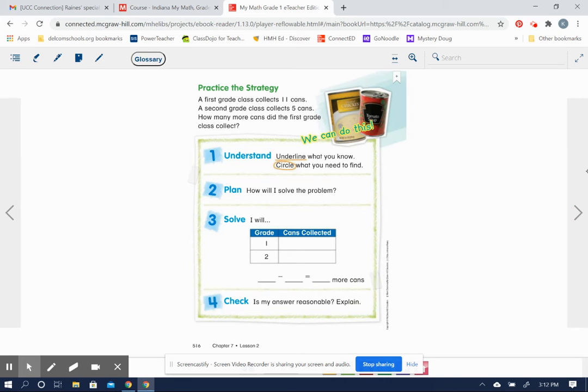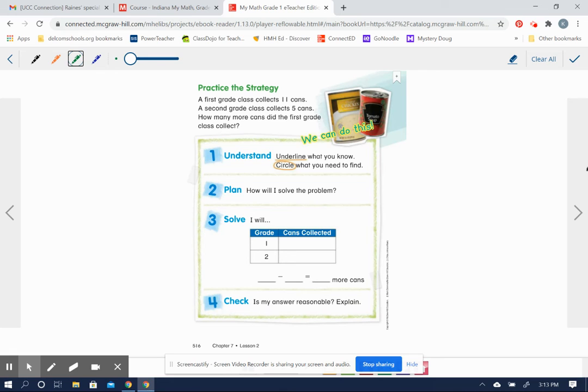All right, let's look at another problem to solve here. A first grade classroom collects 11 cans. A second grade class collects 5 cans. Sounds like our food drive, doesn't it? And then it says, how many more cans did the first grade class collect compared to the second grade class? So we're going to be doing, look down here, a subtraction problem because we're comparing and finding the difference. The difference is the answer to a subtraction problem.